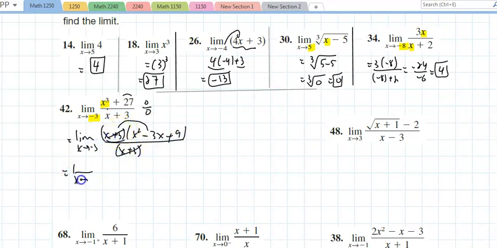Once something cancels out, you restart the whole process, meaning you throw the negative 3 in again. Negative 3 squared minus 3 times negative 3 plus 9. That is 9 plus 9 plus 9. That's simply 27. That would be that limit.